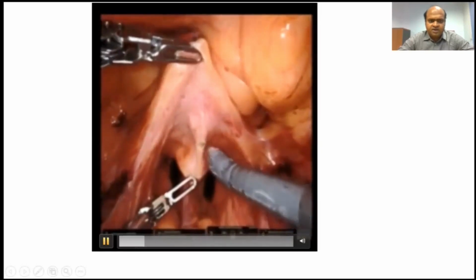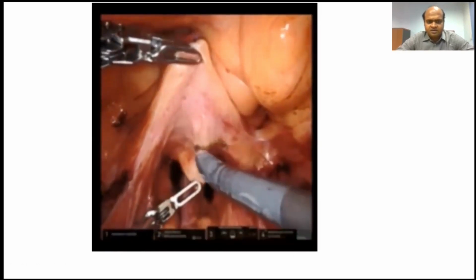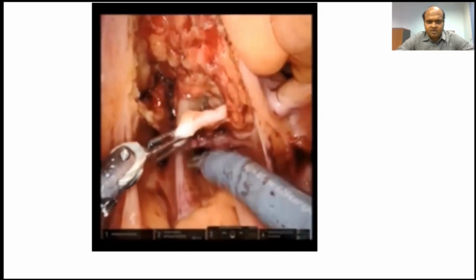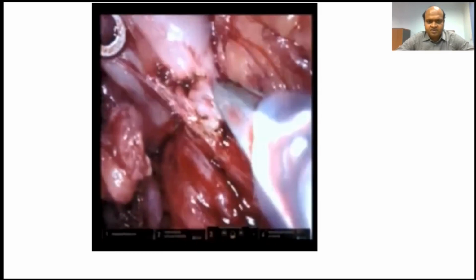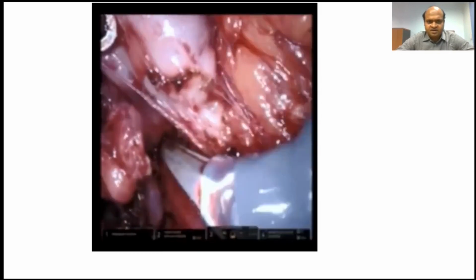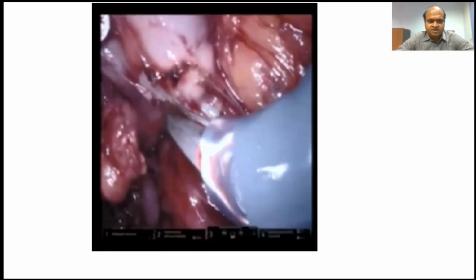If you see, this is just the incision given at the starting of the surgery. You see the precision of the surgery and the precision of dissection with the robotic instruments and the vision. So this is just a small clip.